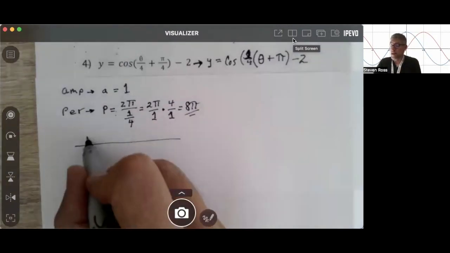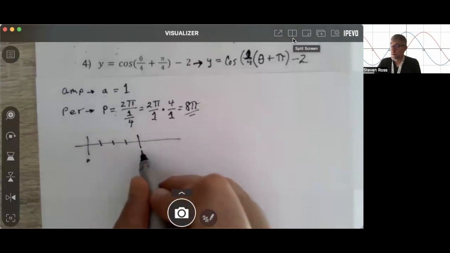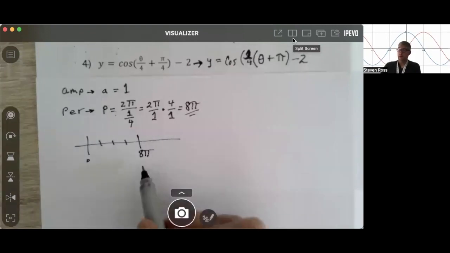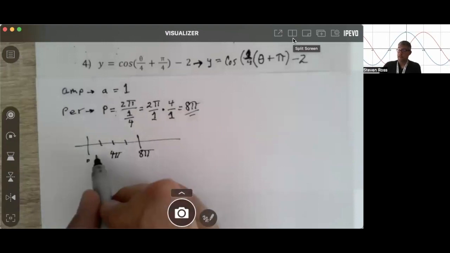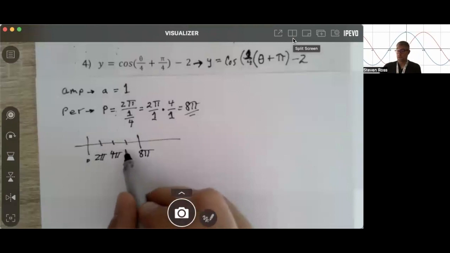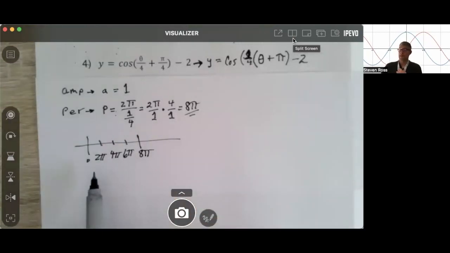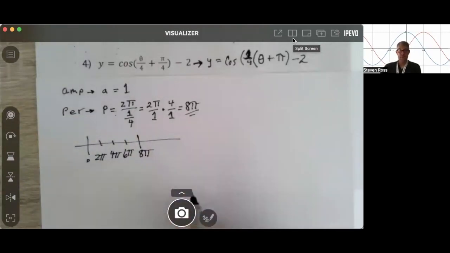So let's think about that quickly. 1, 2, 3, and 4. So the fourth one is going to be 8 pi. Half of that is 4 pi. Half of that is 2 pi. So every single hash mark is adding another 2 pi. So 2 plus 2 is 4, 4 plus 2 is 6 pi. And 2, 4, 6, 8. 2 pi, 4 pi, 6 pi, 8 pi. So that's going to be the layout for my hash marks when I'm ready to do the hash marks.